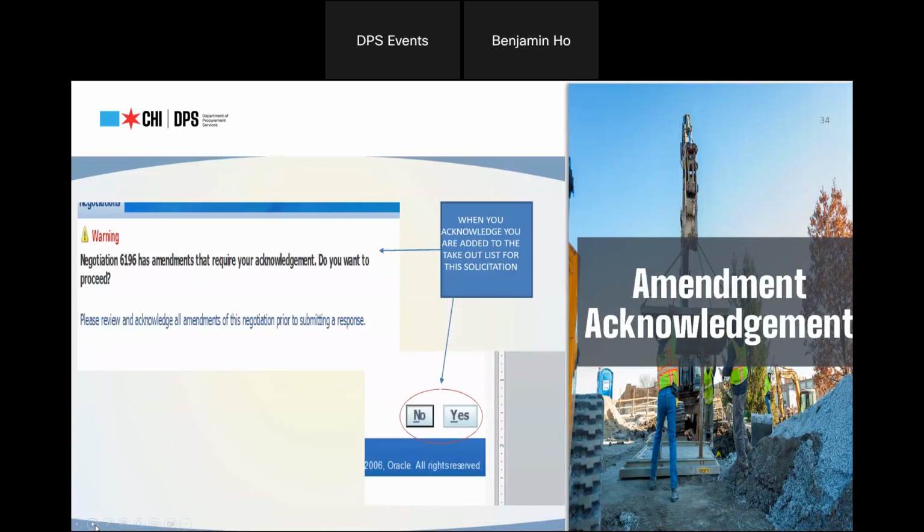So you will see that it will say negotiation number, blah, blah, blah, has amendments that require your acknowledgement. Do you want to proceed? So you do need to say yes. Please review and acknowledge them all, and look carefully to see what has changed as you acknowledge. Go ahead and next slide, please.